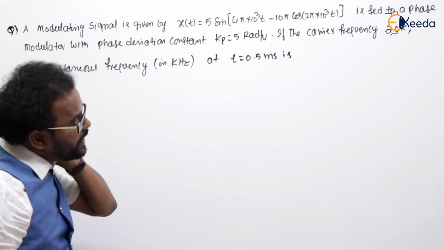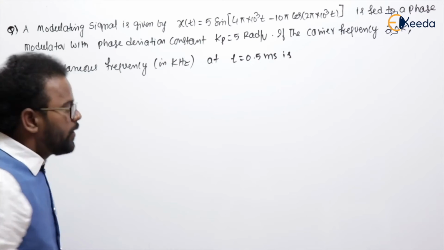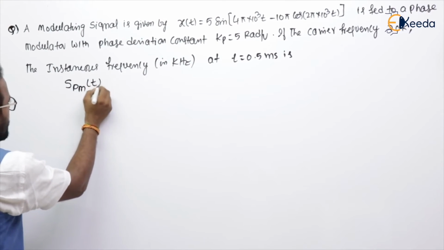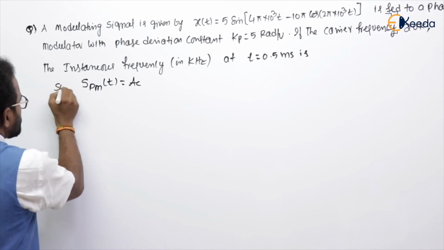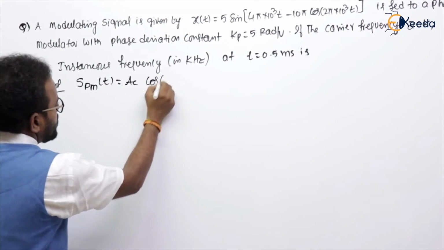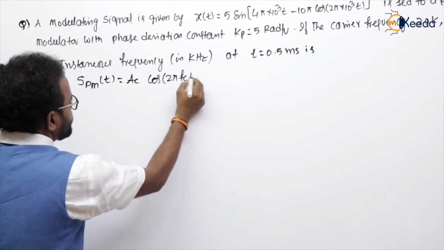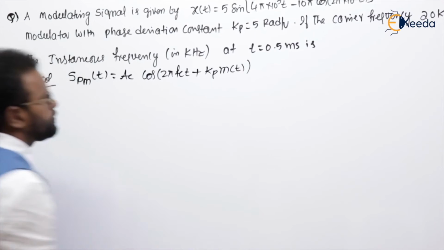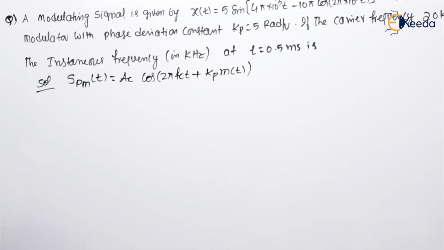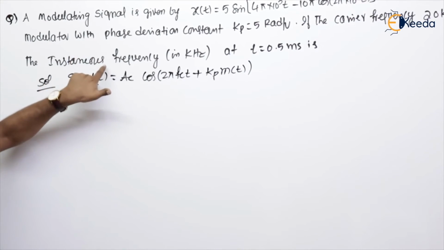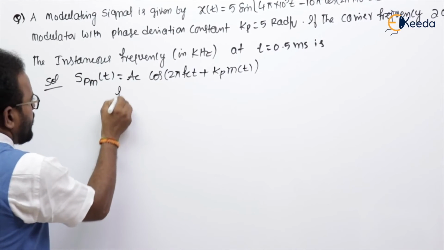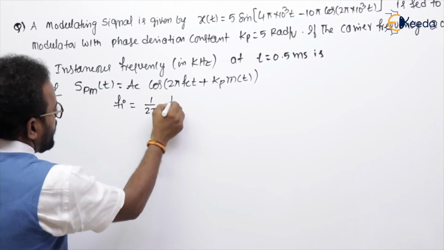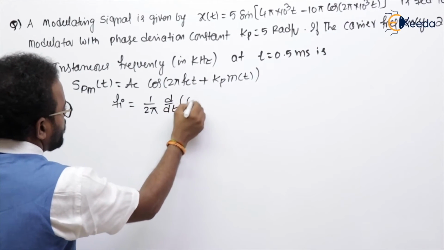He has given some message fed to a phase modulator. What is the general expression for phase modulation? The general expression for phase modulation is, students, Ac into cos of 2 pi fct plus kp into m of t. What is asked? Instantaneous frequency. Whatever may be the modulated signal, how to calculate Fi? 1 by 2 pi into d by dt of the total angle.